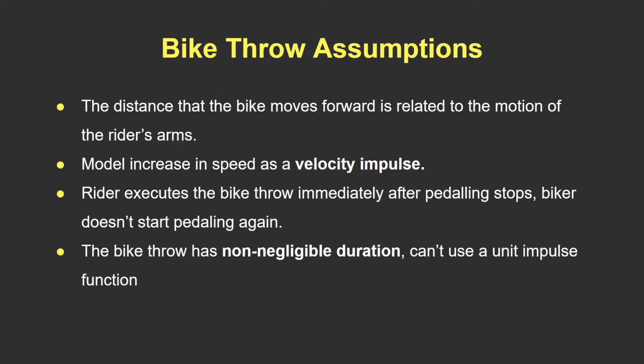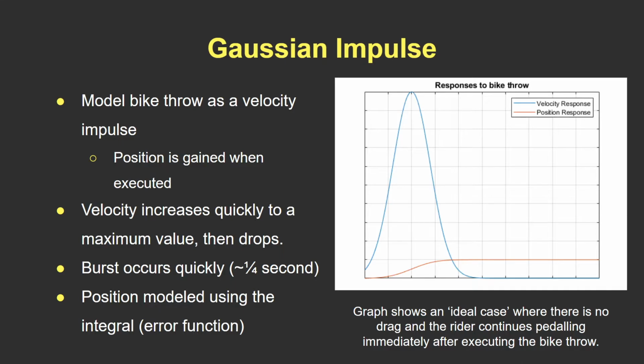Connecting this to our trade-offs, we assume that the rider starts to throw as they stop pedaling, but doesn't pedal again during or after the throw. And finally, the bike throw has a non-negligible duration, so we need to account for drag and friction during the maneuver itself. Therefore, we decided to use a Gaussian impulse function to represent our bike throw, where the bike throw quickly boosts to some impulse magnitude, then returns to its original speed. The Gaussian function is nice because we can analytically find the resulting position increase using the integral of velocity.